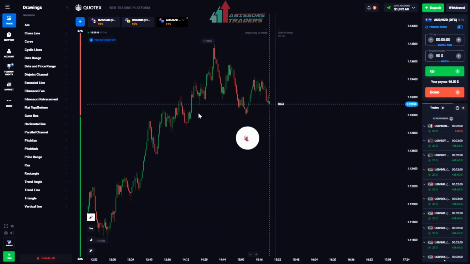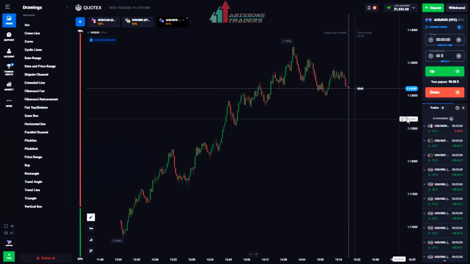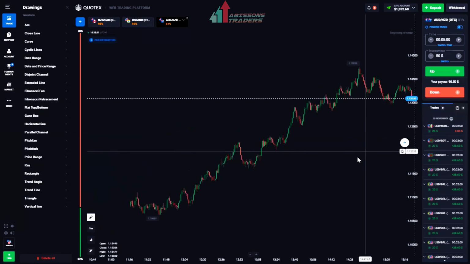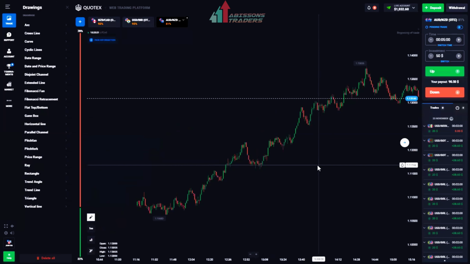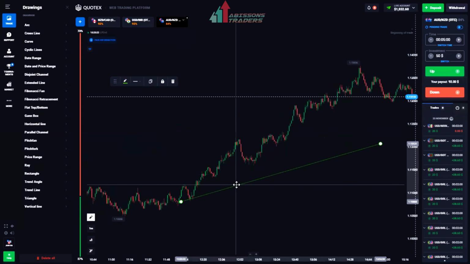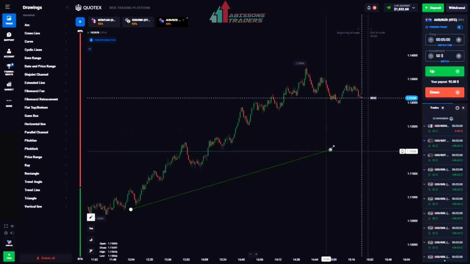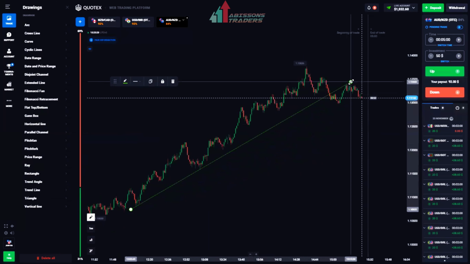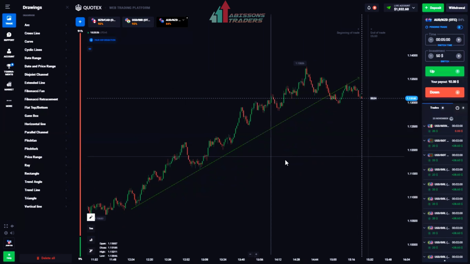Let's look for another one. We had another one here. This is also a nice uptrend, guys. It is a very long trend. But if I look at this trend, let's confirm it. The trend is changing. I think it is changing. The trend is changing, guys.